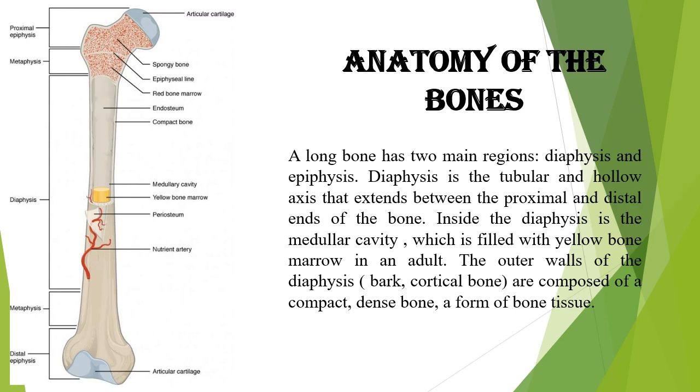In this image, we see the proximal epiphysis, metaphysis, diaphysis, distal epiphysis, articular cartilage, spongy bone, epiphyseal line, red bone marrow, endosteum, compact bone, medullary cavity, yellow bone marrow, periosteum, nutrient artery.